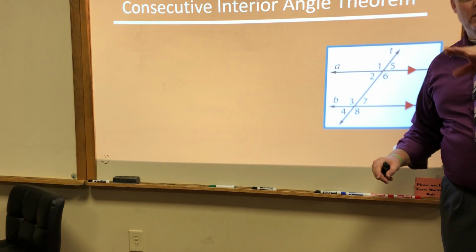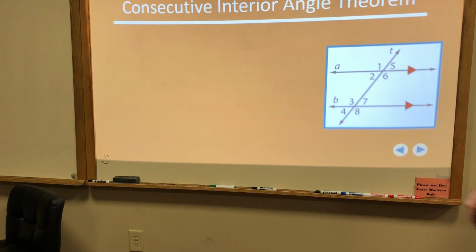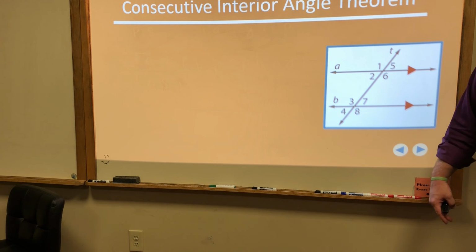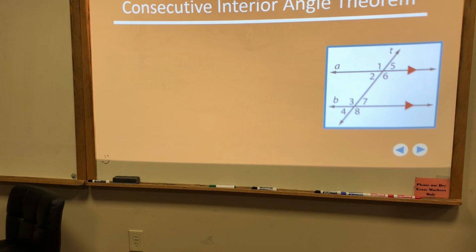So class, let me ask you a question. What do we know about 5 and 6? Joel, I want you to answer this. What kind of angles are they? That's close. Linear pairs, yes. So what do we know about linear pairs, which they're supplementary, which means they add up to 180 degrees. So therefore, 5 and 6 add up to 180 degrees.